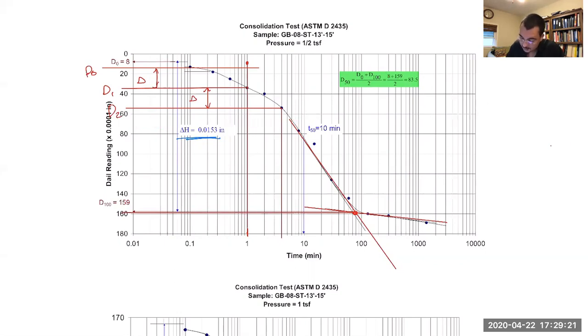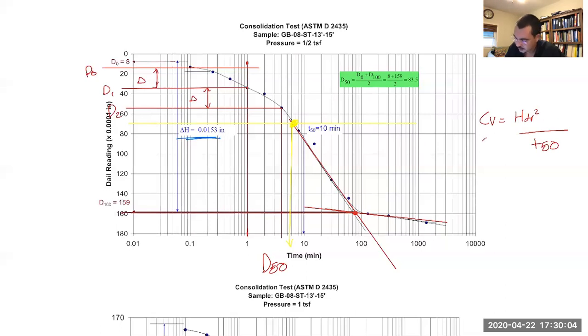This is the final one. So this is the important one. This is what we need. And so it's somewhere, let's say right here. And you see where this intersects this graph. And then you will go down to the x-axis, and this will be your T50. And again, we need that because we need to calculate C sub V, which is T sub V multiplied by H dr squared divided by T50.